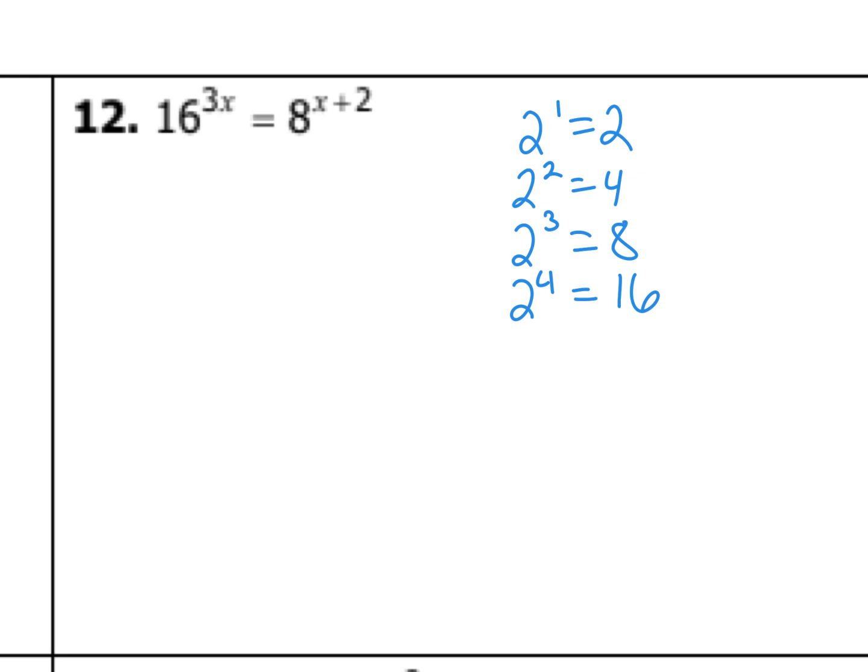Okay, so how'd you rewrite the left side? Good. And the right side? Cool. And now what? Drop them down. Drop down those exponents.